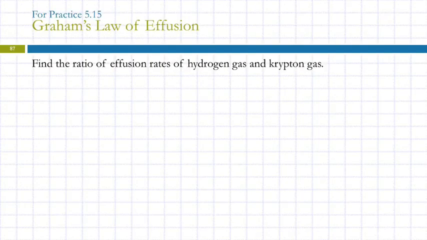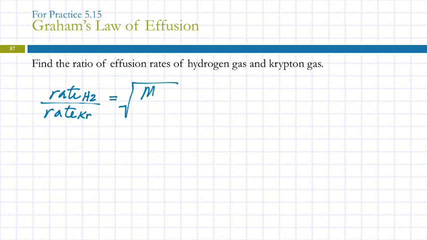Find the ratio of effusion rates of hydrogen gas and krypton gas. Well, that's going to be Graham's Law of Effusion. It just says the ratio, it doesn't specify what order, so I'm going to do rate of hydrogen over rate of krypton. That's going to equal the molar mass ratio, but hydrogen's on top here, so hydrogen is going to be on the bottom over there, and krypton's going to be on the top, because that's what the law says, the A's and the B's.